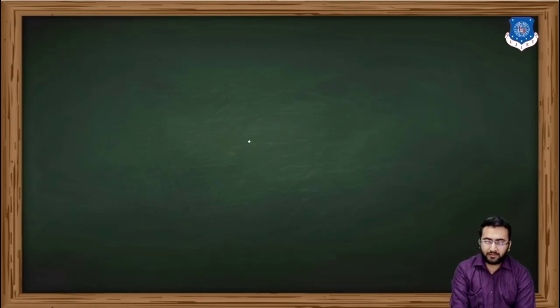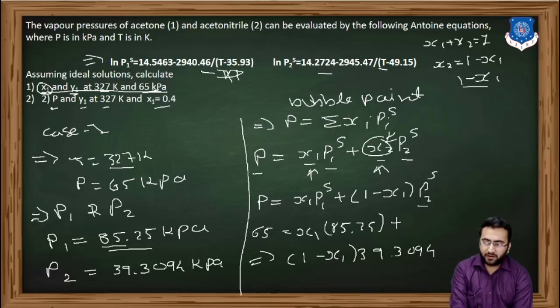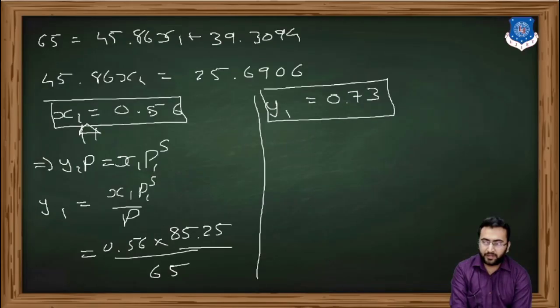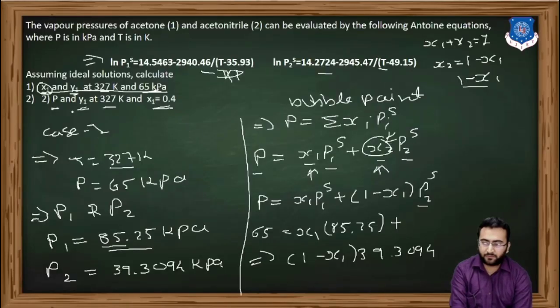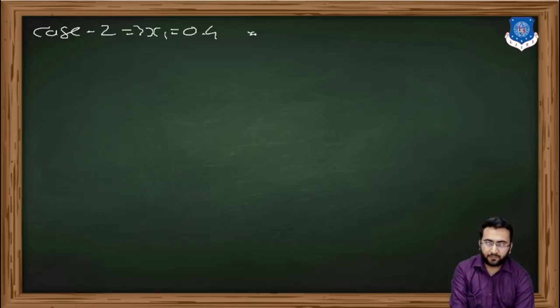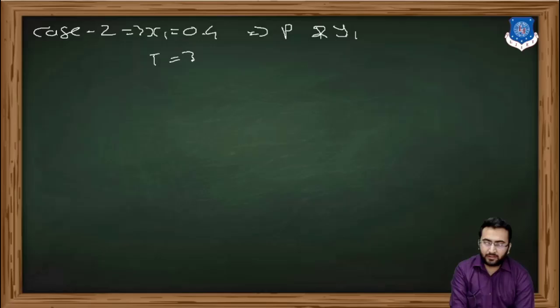Now let's calculate again for case 2. For case 2, we have to find out P and y1 at 327 Kelvin temperature, where x1 is equal to 0.4. The temperature is also given as 327 Kelvin, the same as in case 1, the previous case.